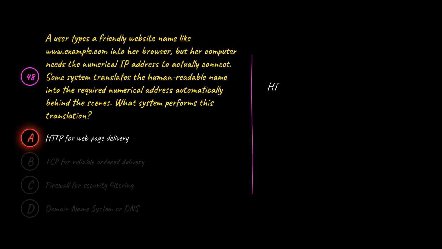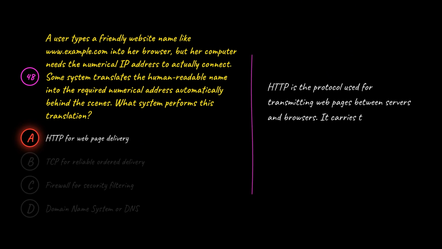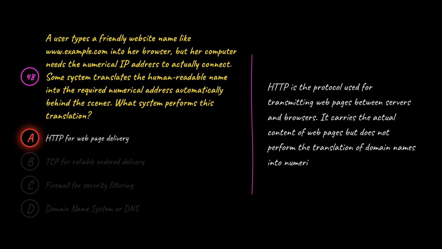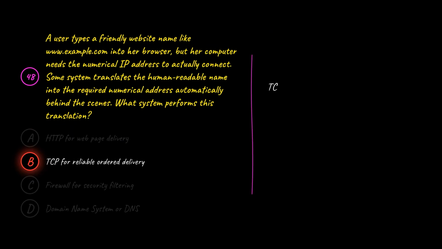A is wrong because HTTP is the protocol used for transmitting web pages between servers and browsers. It carries the actual content of web pages, but does not perform the translation of domain names into numerical IP addresses needed first. B is wrong because TCP provides reliable ordered delivery of packets across the internet.